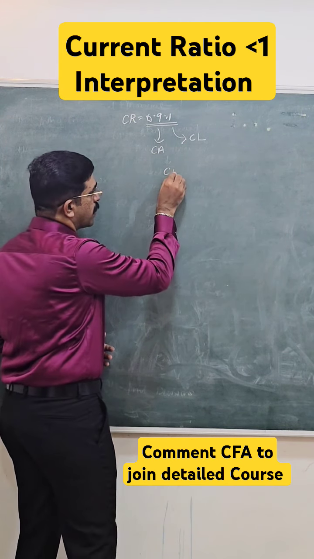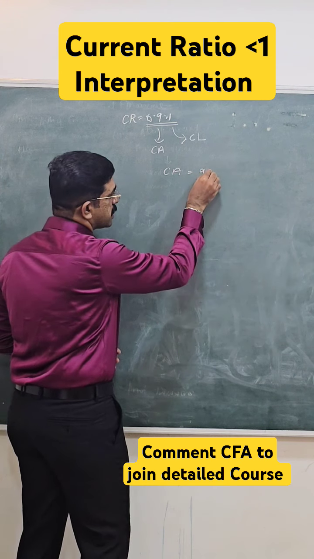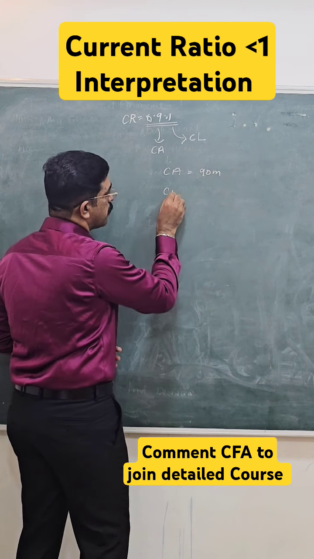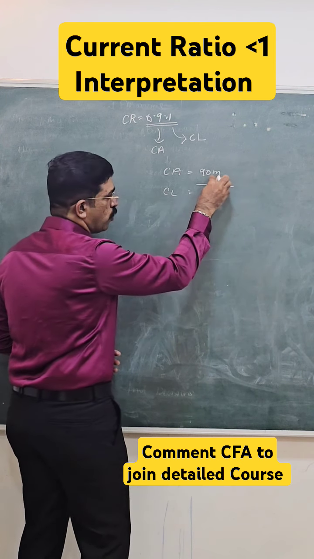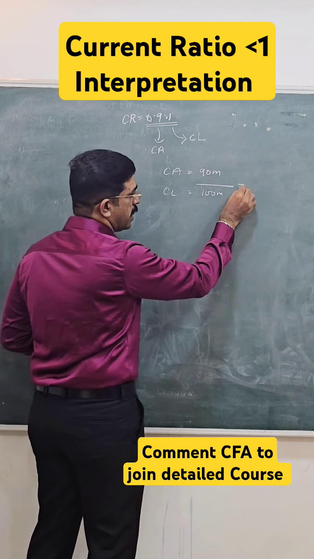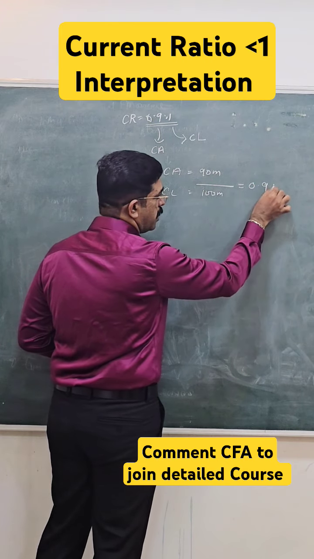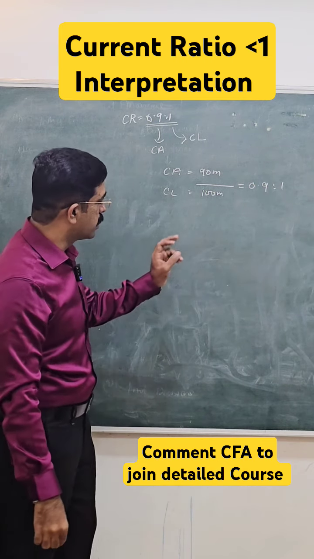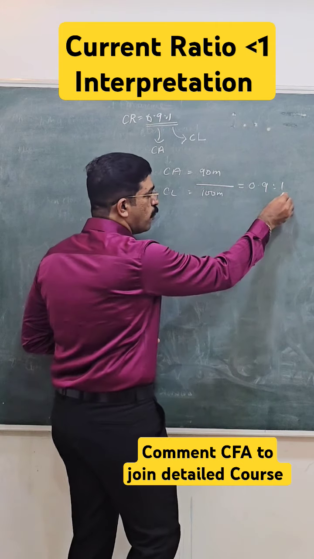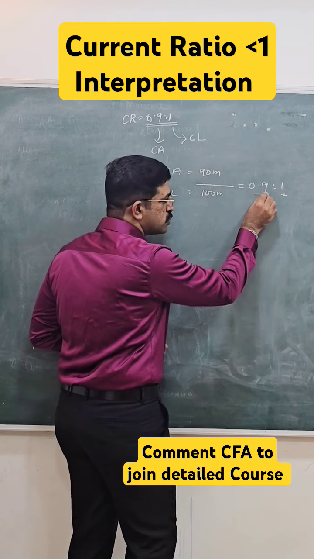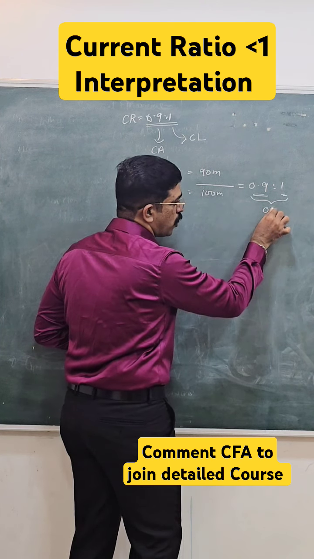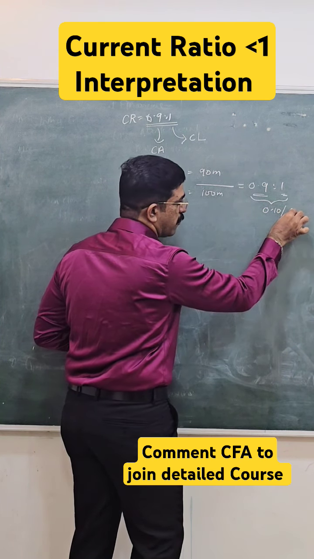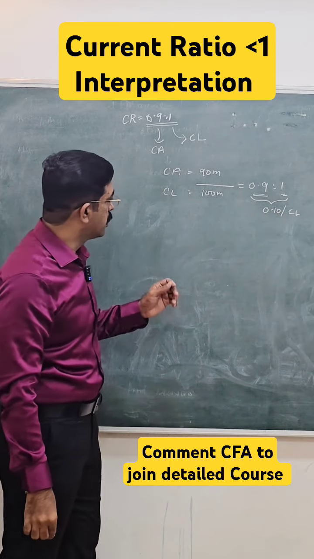Let me put the scenario like this. Let's say current asset is 90 million, current liability is 100 million. If I calculate the current ratio now, it will be 90 by 100 and the ratio will be 0.9. We express it as 0.9 is to 1. It means for every 1 rupee of obligation, the resource available is only 90 paise. It means there is a clear shortage of 10 paise for every 1 rupee of obligation.